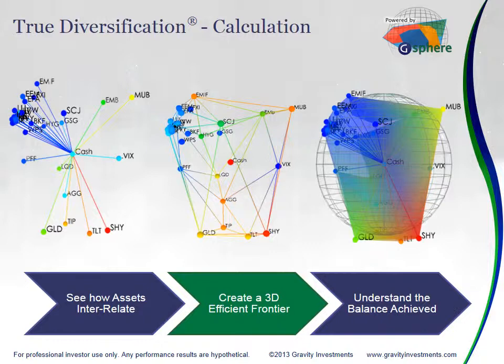This image that we create and impose on the right side really gives us a clear understanding of the balance that's achieved in any portfolio. And we can use this whether we've optimized the portfolio or not. It's also available to participants in the True Diversification program as an evaluation tool for evaluating prospect portfolios or prospect accounts.